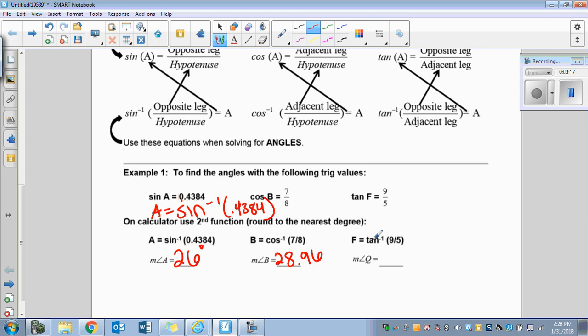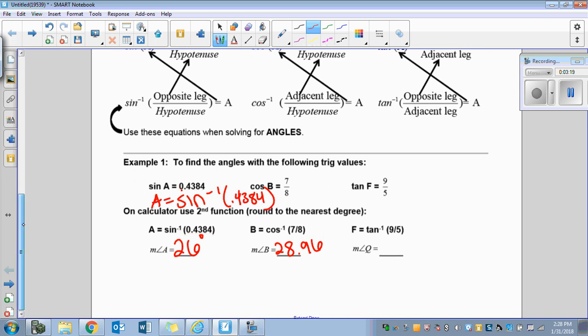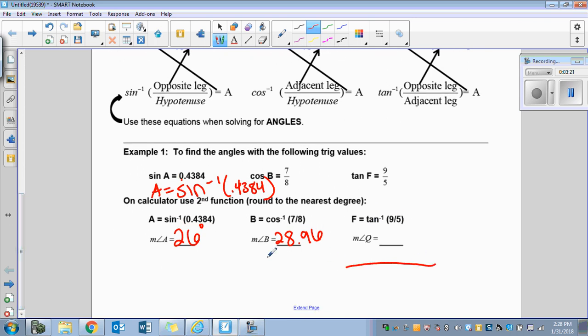All right, guys, try tangent inverse of 9/5. Try it out. Find out what this one is. What is Q?